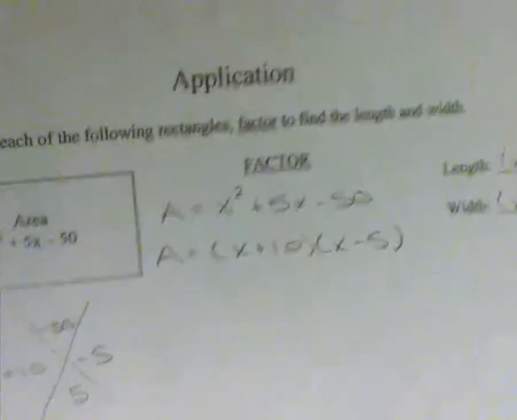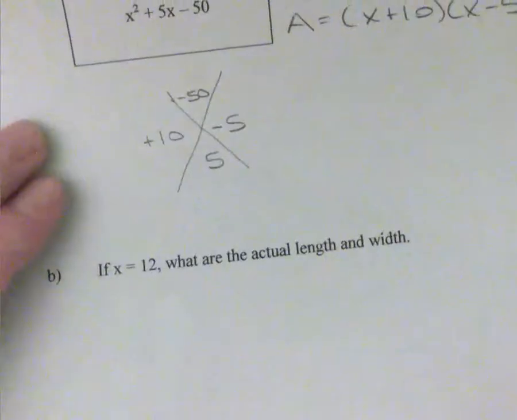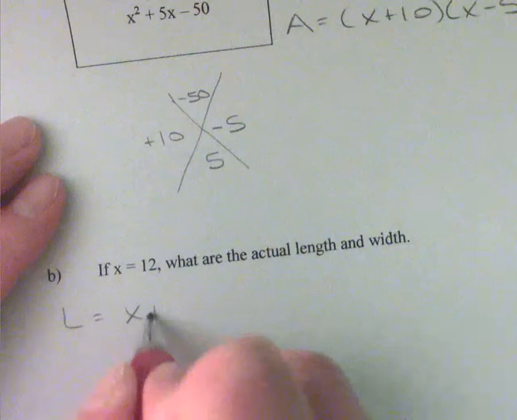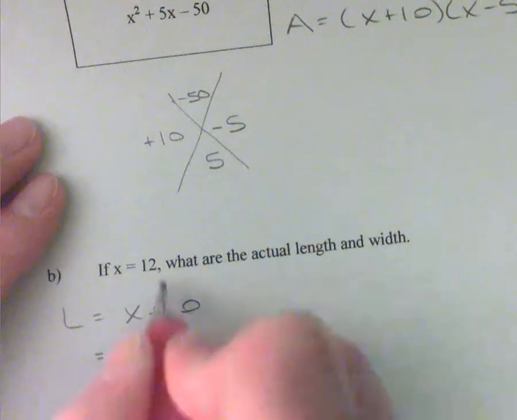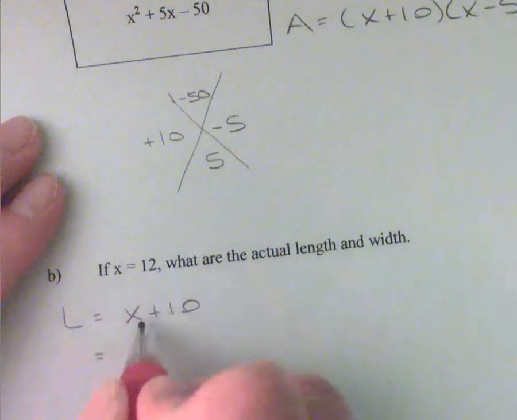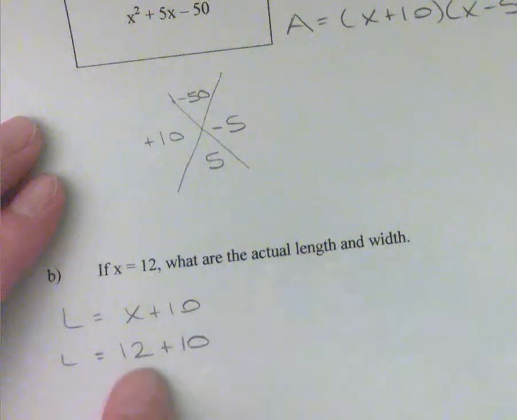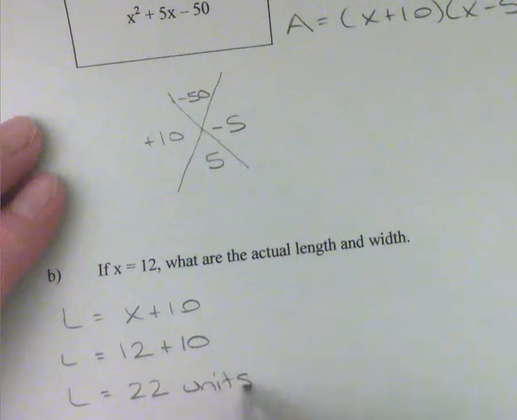So they want me to put 12 in for x to figure out the length and the width. So the length was x plus 10. So if I replace x with 12, the length will be 10 and 12. And if I add those together, I get 22 units.